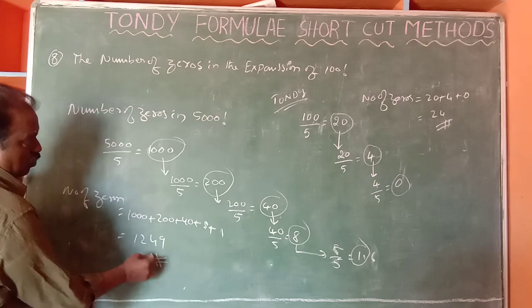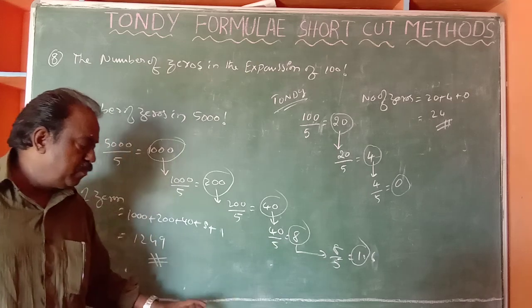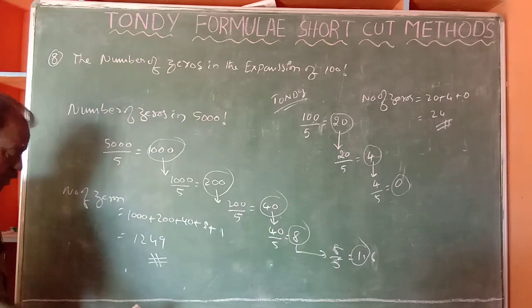1,249 zeros are there in this expansion of 5,000 factorial. Okay? Like this. Okay.